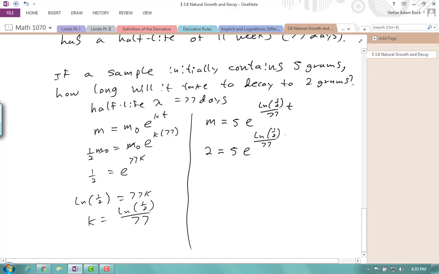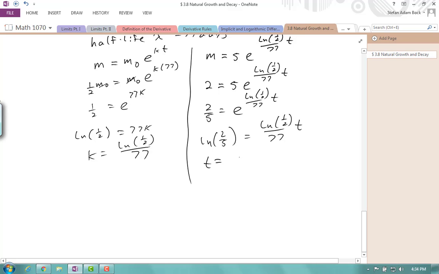That gives me 2 grams left. And this is going to be slightly more than 77 days, whatever it is. So I'll have 2/5 equals e to the natural log of 1/2 over 77 times t, or the natural log of 2/5 equals natural log of 1/2 over 77 times t. So I get t equal to 77 natural log of 2/5 all over natural log of 1/2. And this is in days, because I used 77 days to plug in.